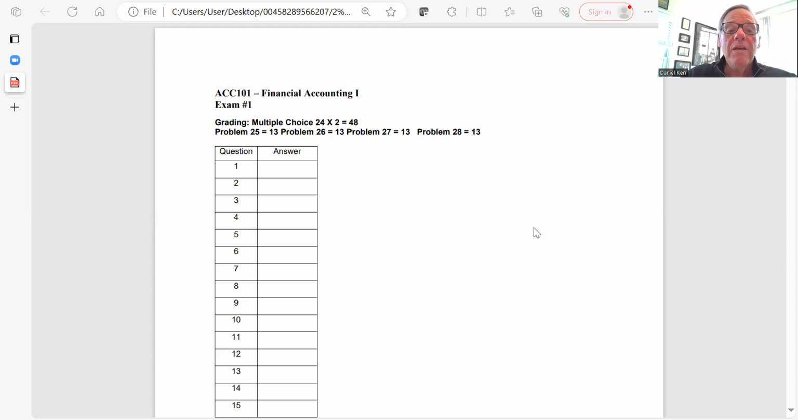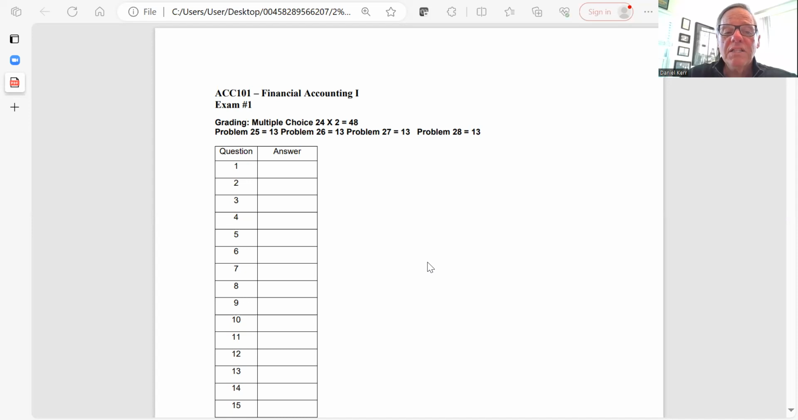So the way I graded it, there were 2 points for each of the 24 multiple choice questions, which would have given you a maximum of 48. And then each of the 4 problems was worth 13 points. So you'll see on your cover sheet, the first page, the total number of multiple choice points, and then added to that the number of points you earned for each of the 4 questions.